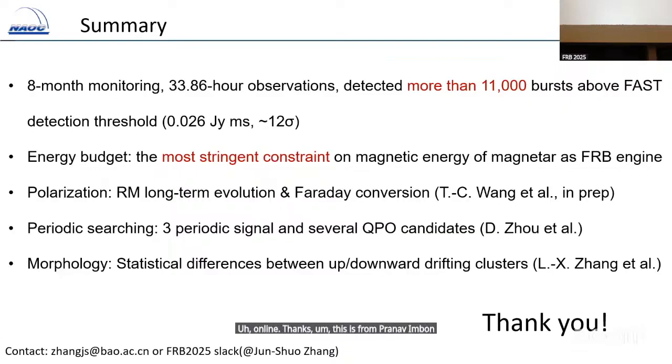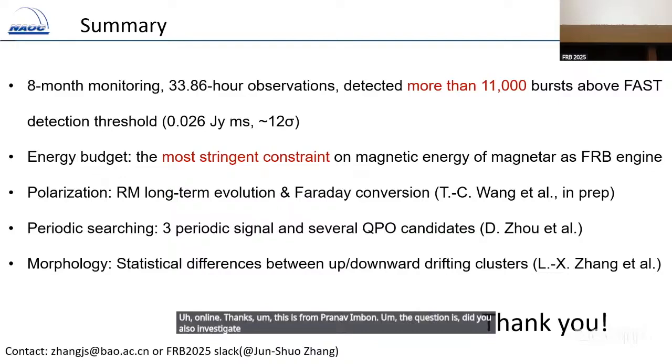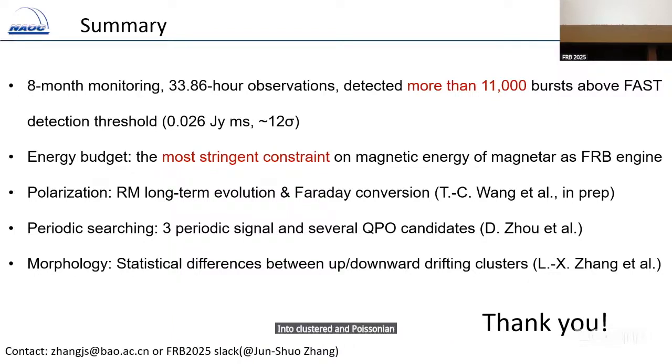The question is, did you also investigate whether the bimodal distribution observed in burst energies is correlated with the classification of bursts into clustered and Poissonian types based on their wait time distributions?